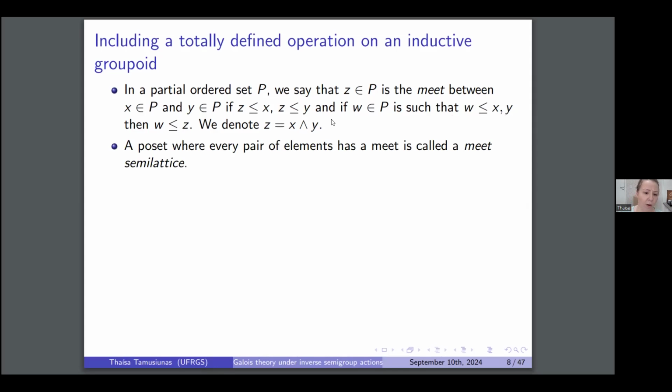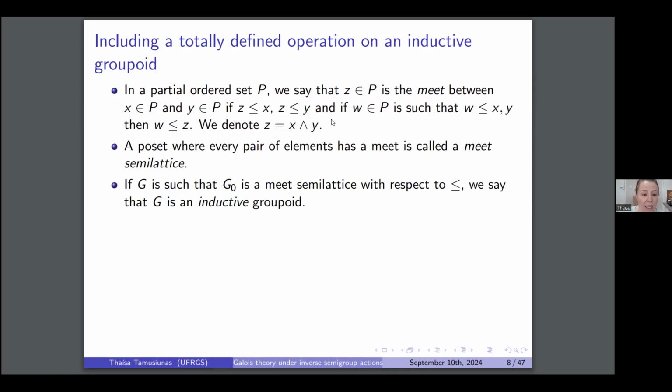A poset or a partial ordered set where every pair of elements has a meet is called a meet semilattice. If G is such that G0 is a meet semilattice with respect to the partial order, where we consider G an ordered groupoid, we say that G is an inductive groupoid.